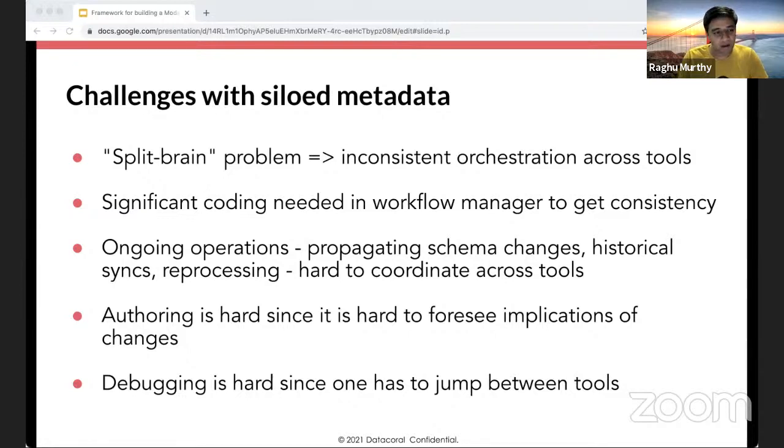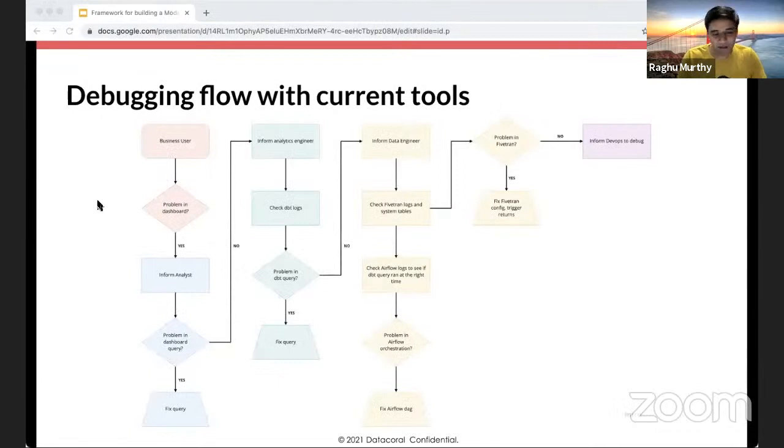So I'll quickly go through this. Here the scenario is the setup that I talked about: Fivetran to get data in, DBT to transform, Airflow to orchestrate, and then ultimately Looker to show dashboards. Now we are going in reverse, as when you're debugging problems, right? A business user is looking at a Looker dashboard. They see a problem. So now what do they do?